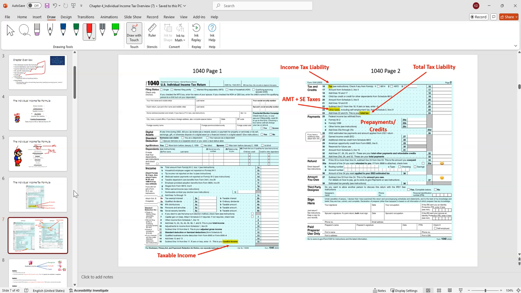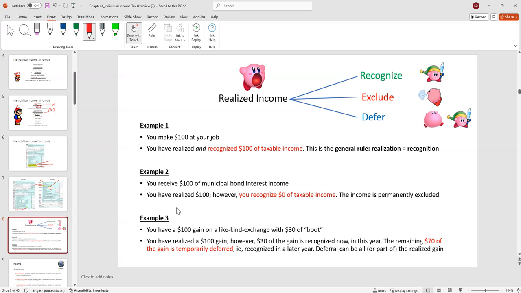And in this framework, one of the things we have to be aware of is there is a difference between realization and recognition. As a general rule, whatever you realize, you are going to recognize.